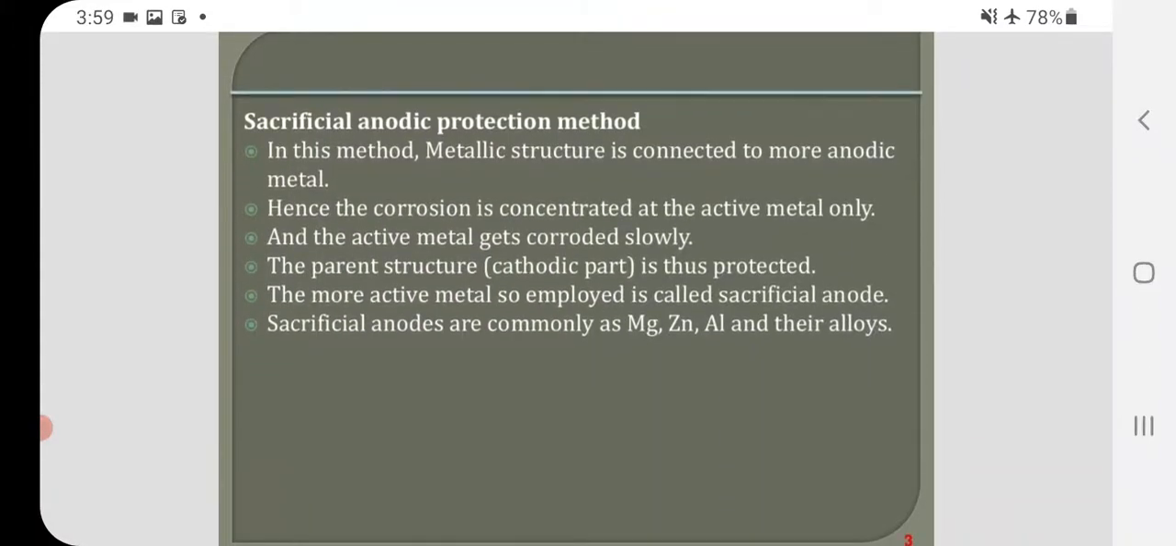In this method, the metallic structure is connected to a more anodic metal. Hence, the corrosion is concentrated at the active metal only, and the active metal gets corroded slowly. The parent structure is thus protected by the more active metal, so it is called a sacrificial anode. Sacrificial anodes are commonly magnesium, zinc, aluminium and their alloys.